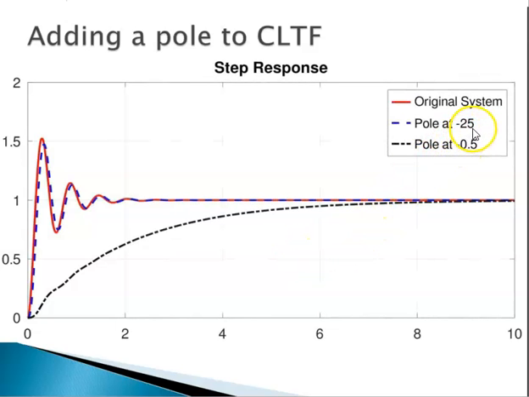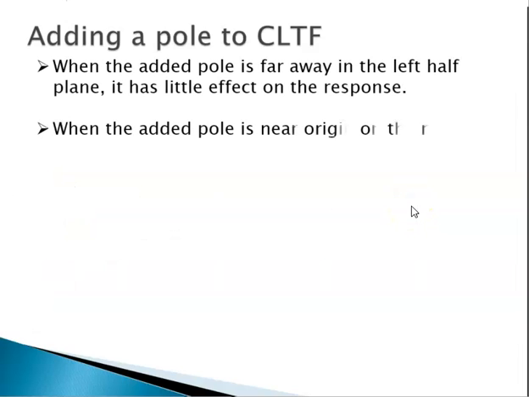When alpha is at -25, far left on the negative real axis, you can say the blue and red are almost coinciding. Whereas if you put it at -0.5, it is very different from the original system. The original system is red. This black is with a pole added at -0.5. The second order system is behaving more or less like a first order system, which is a drastically different response.